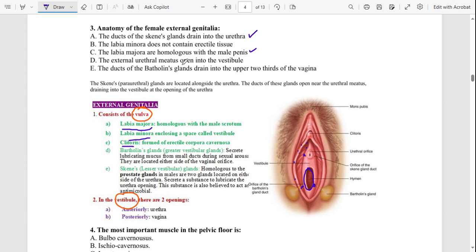D: the external urethral meatus opens into the vestibule. Yes, okay, this opening here together with the vagina. So this one is true. E: the ducts of the Bartholin's glands drain into the upper two-thirds of the vagina. Now you can see the ducts of the Bartholin's glands actually drain in the lower third instead of the upper two-thirds. It's the lower third of the vagina.